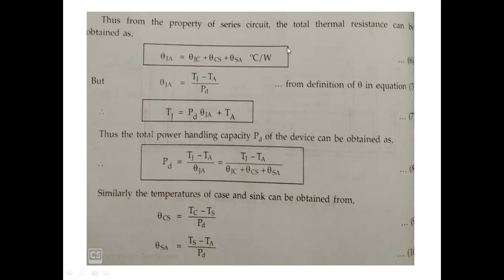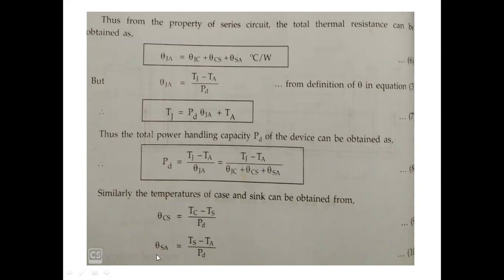Okay. In a similar manner, we can also write the remaining equations for the thermal resistance. So that is theta Cs is equal to Tc minus Ts by Pd. If theta Ja is Tj minus Ta by Pd, then theta Cs becomes Tc minus Ts by Pd. Here this one represents the thermal resistance from case to sink. Tc is case temperature, Ts is heat sink temperature, and Pd is power dissipation.